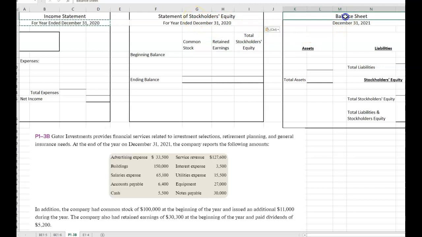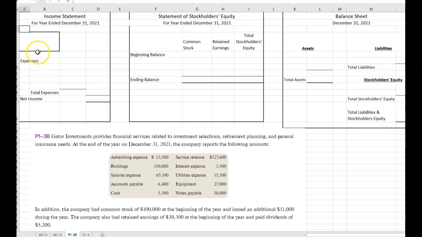The balance sheet is a bit different. It's at a point in time, not for a period of time. So what are the balances in my assets, my liabilities, and my stockholders' equity account at December 31st, 2020? Or actually, I think all these are supposed to be 2021. And I'll fix this in your document. Okay. So let's start.